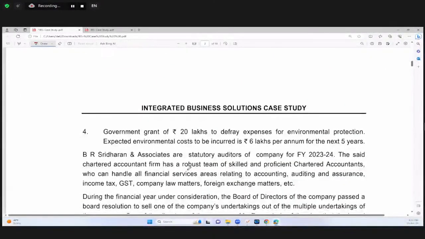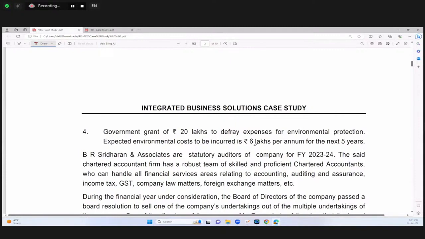The fourth grant provided by the government is a government grant of 20 lakhs to defray expenses for environmental protection. Expected environmental cost to be incurred is rupees 6 lakhs per annum for the next 5 years. See students, here the first thing to see is whether the 20 lakhs is with the condition attached that it is to reimburse the expenses for environmental protection. Defray means reimburse: whatever expenses are incurred by the entity, the government is reimbursing to the entity. So in this case, there are two things to see.